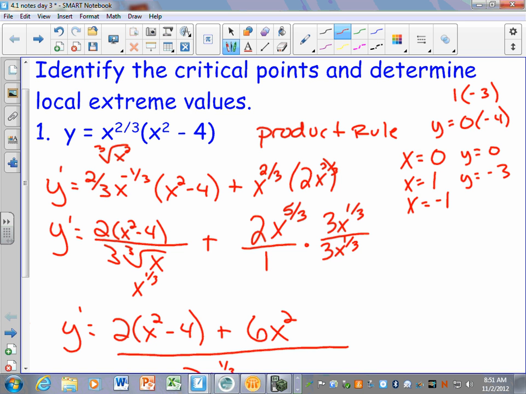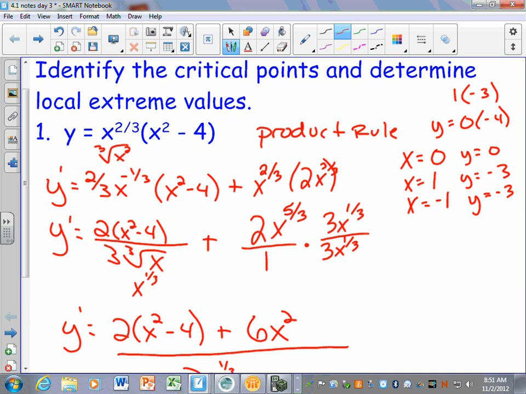What happens with negative 1? Does it give me the same answer? Because both of these are squared, right? So when I square negative 1 and I square negative 1 here, it's going to be the same thing. So I think that I also get y equals negative 3.